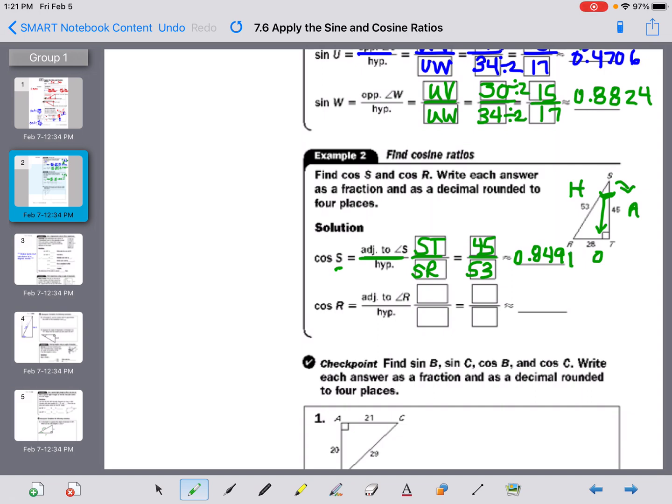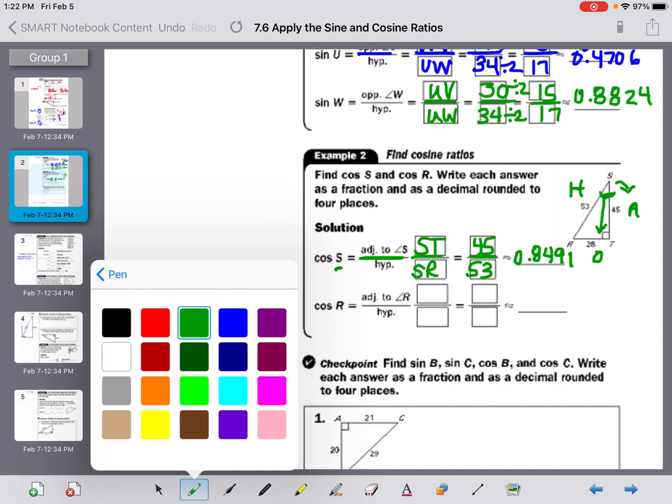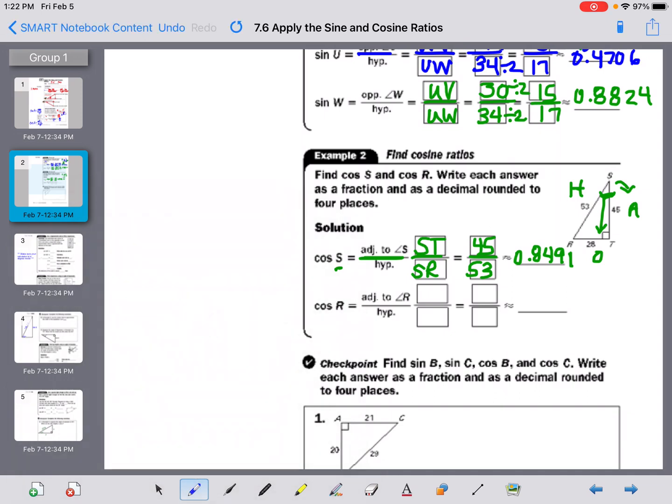All right. Same picture, still cosine, but this time I'm going to go to cosine R. So remember, when I change angles, my hypotenuse never changes. However, now when I go opposite, I'm across there at that 45, and my adjacent becomes this 28. Because I changed angles, my opposite and adjacent changed, okay? But my hypotenuse never will. So for my R, my adjacent side is RT, and the hypotenuse will always stay SR. So when I go cosine of R, adjacent is 28, and hypotenuse is 53.